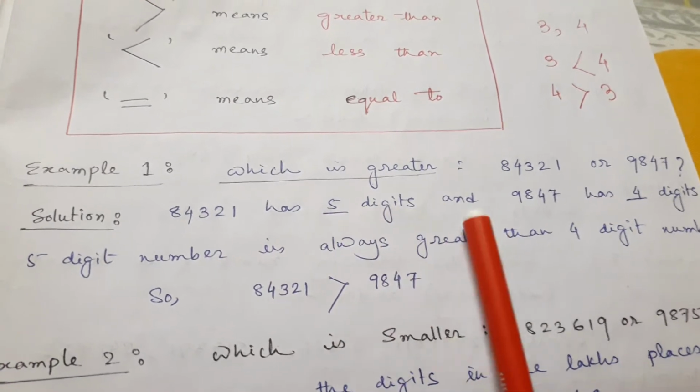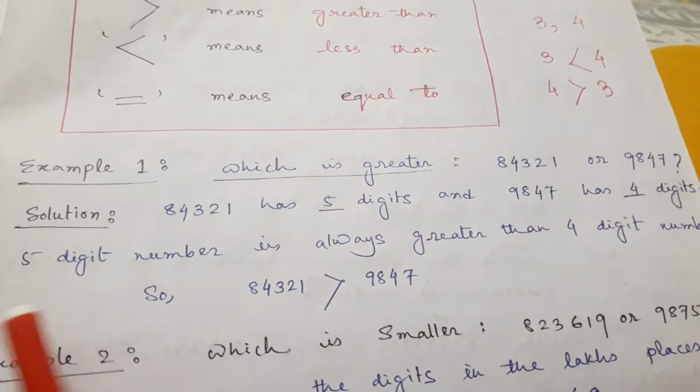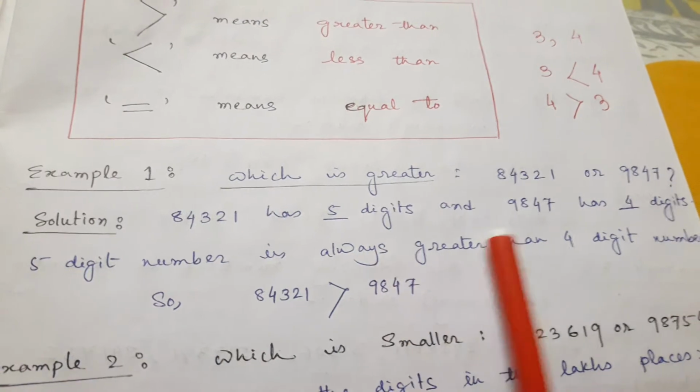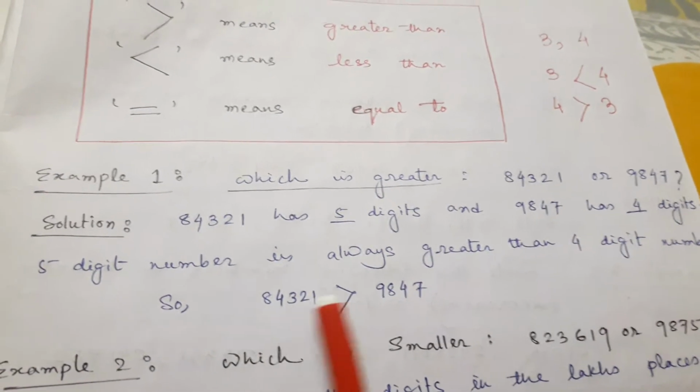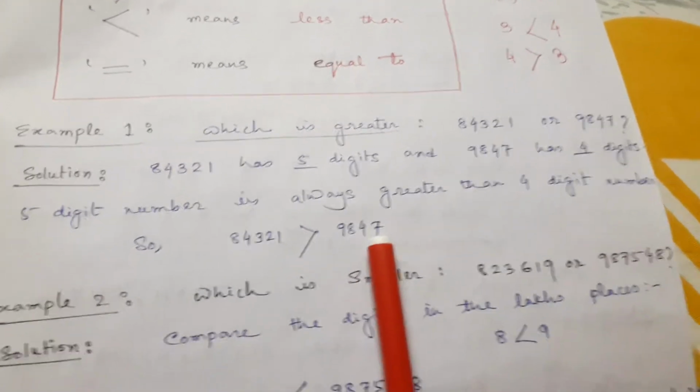So we have written here 84321 has 5 digits and 9847 has 4 digits. So a 5-digit number is always greater than a 4-digit number. So 84321 greater than 9847.